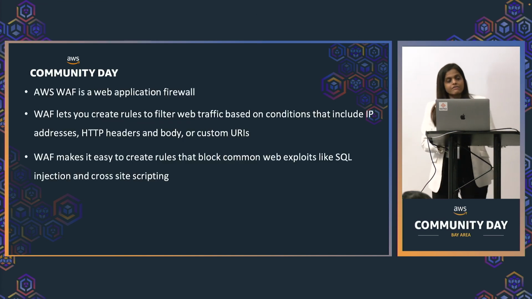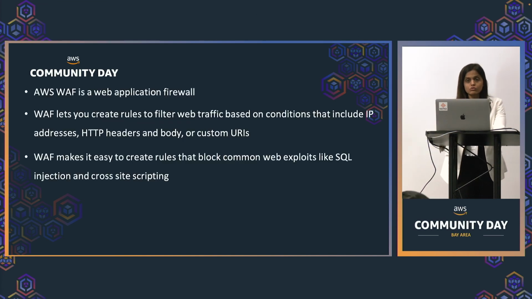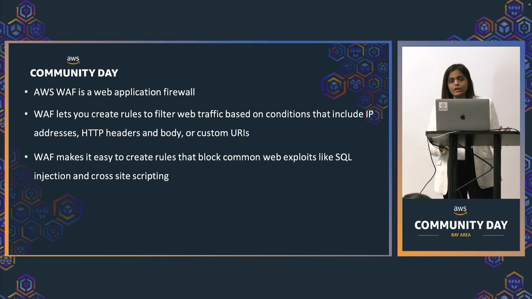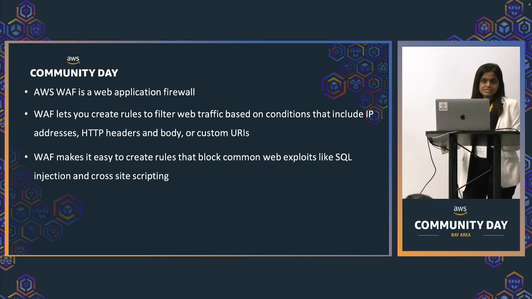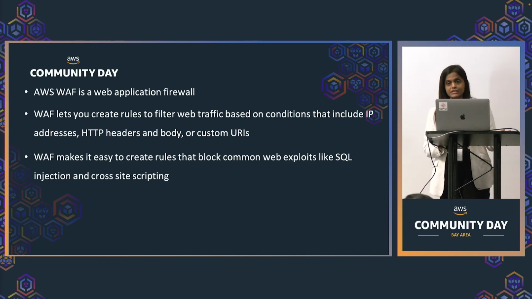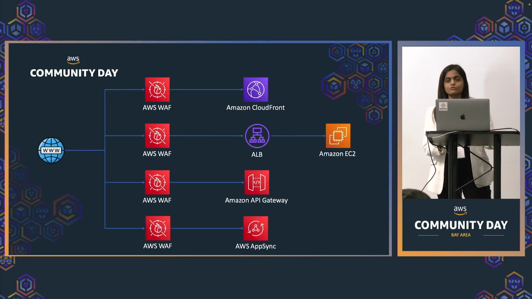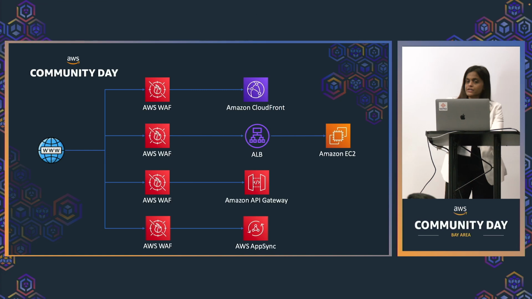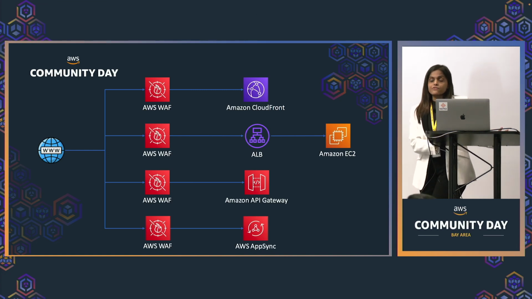WAF, Web Application Firewall. These are some rules which you can use to block or allow your website traffic or web request. This can be based on your IPs, your HTTP header, HTTP body, or any kind of algorithms which you need to integrate within the web request. So these are rules based on your IP settings and everything. There are common criteria which you can use with the WAF. So WAF can be integrated with CloudFront, ALB, API Gateway, and AppSync. Thing to remember, WAF cannot be integrated with your network load balancer.